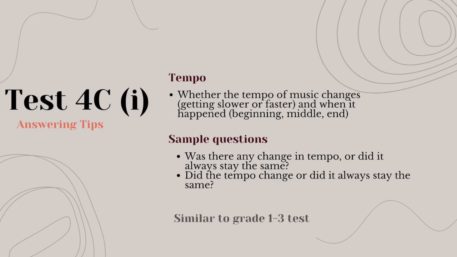Regarding tempo change, this is similar to grade 1 to 3 tests. You have to answer whether the tempo of the music changes, whether it's getting slower or faster, and when it happened. Is it in the beginning, middle, or the end? The sample questions are as such. Was there any change in tempo, or did it always stay the same? Did the tempo change, or did it always stay the same?